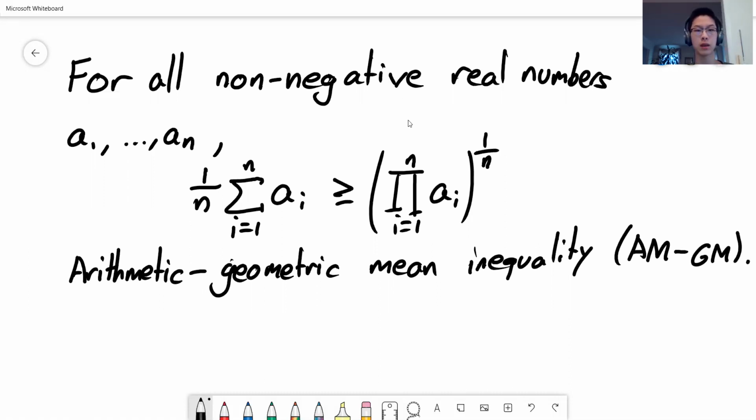What it states is that for all non-negative real numbers a1 through an, the arithmetic mean, so the sum of the ai's divided by the number of the ai's, which is n, is going to be greater than or equal to the product of all these ai's taken to the power 1 over n, the nth root. This part is the arithmetic mean, and this part is the geometric mean.